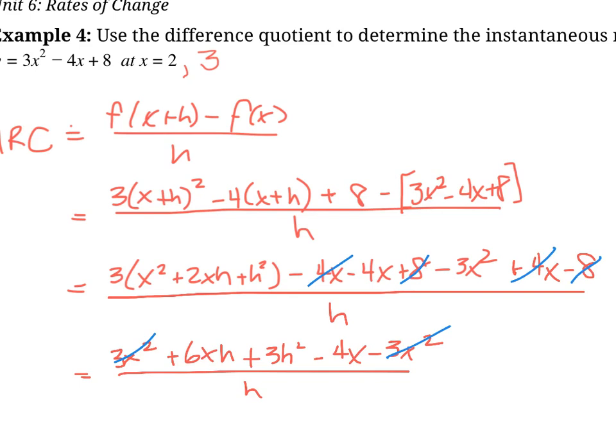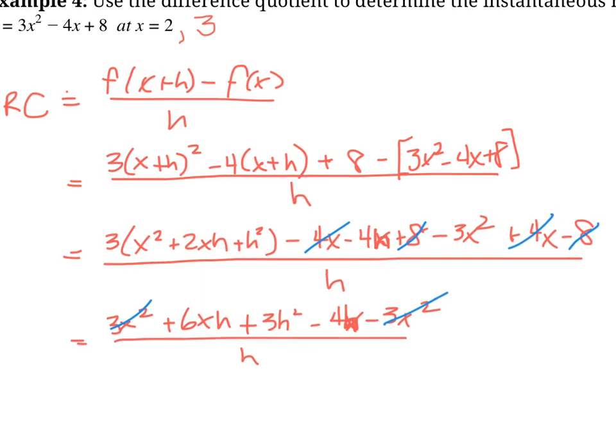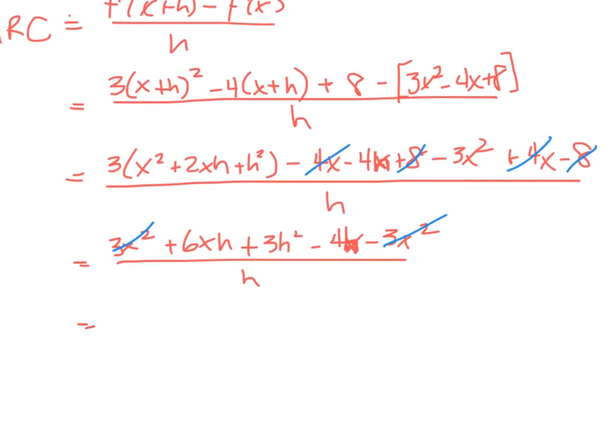Oh, I made a mistake. Do you see where it is? This should actually be 4h here. So this should actually be 4h. Sorry about that. So let's simplify. Simplify even more.